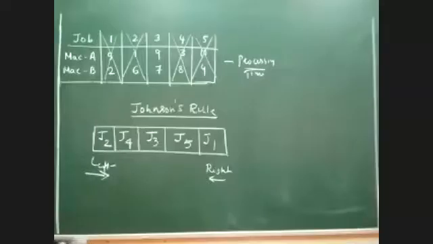Now everybody has understood Johnson's rule. Okay? So the first step is complete. Once the Johnson rule is completed, or the assignment is completed, now the next or the last part of the question is calculating elapsed time and idle time.